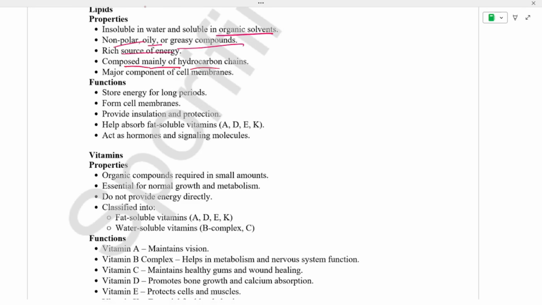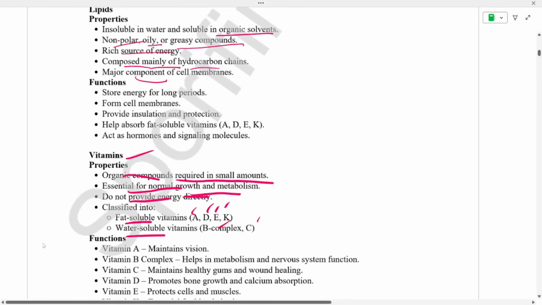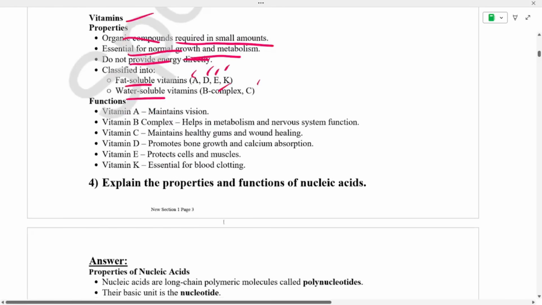Next we will see is about the vitamins. Vitamins are organic compounds required in small amounts in the body, okay. That is called the vitamins, and they are essential for normal growth and metabolism. They do not provide energy directly. They are classified into fat soluble and water soluble: A, D, E, K, and this is B complex and C vitamin, okay, which is needed for the body. And the functions of each vitamin are also given, you can see this, okay.